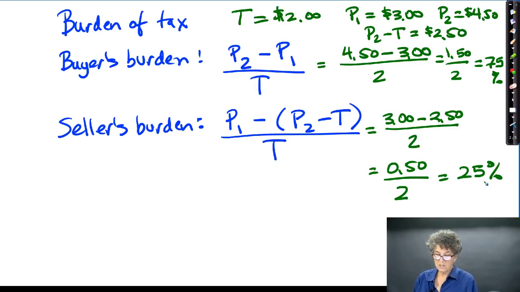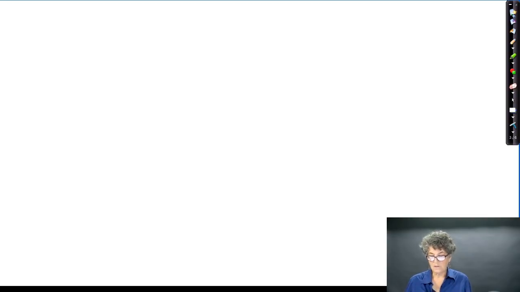In the example I just gave you, the buyer was bearing 75%. They were bearing the bigger part of the burden. The seller was bearing only 25%. The way to see who bears the larger burden of the tax is to play around a little bit with the slopes. And what I'm going to change is just the slope of the demand curve.